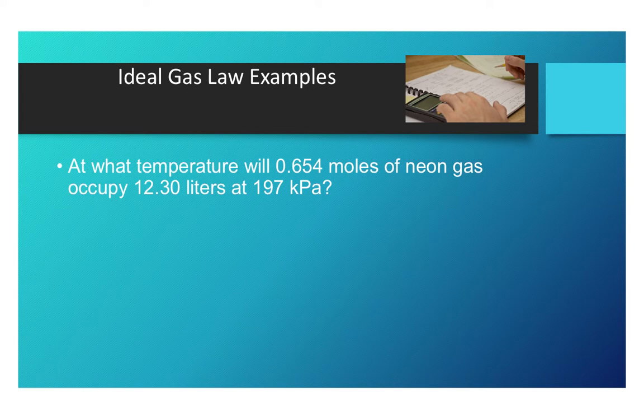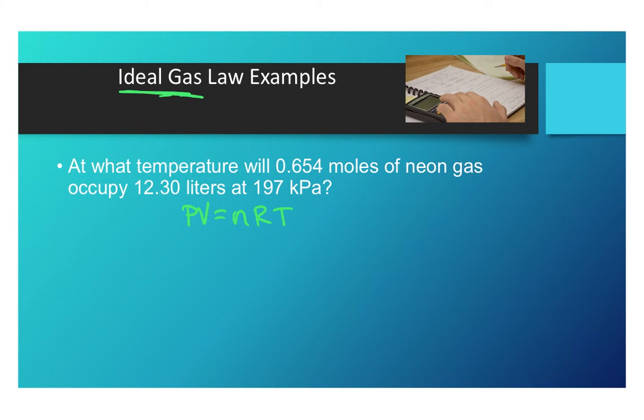So what would an ideal gas law problem look like? It would say, at what temperature will 0.654 moles of neon gas occupy 12.30 liters at 197 kilopascals? All right, so if I look in this problem, the first thing is I know that it's ideal gas law because nothing is changing. They give me moles, liters, kilopascals. Nothing is changing. So I'm going to say this is definitely ideal gas law, and we're going to use PV equals nRT.